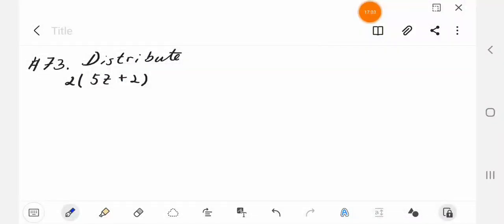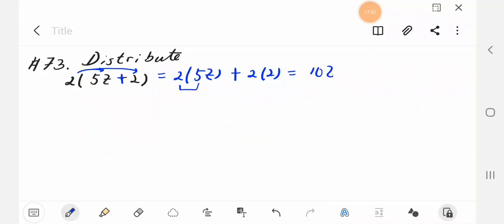Okay, number 73. Simplify the expression using the distributive property. The parenthesis contains two terms, 5z and 2. So we will multiply each addend by 2. So this is equal to 2 times 5z plus, and this plus is a plus, 2 times 2. So 2 times 5 is 10z, plus 2 times 2 is 4.